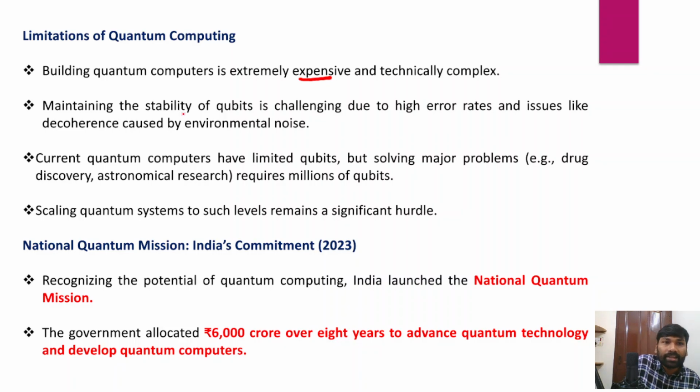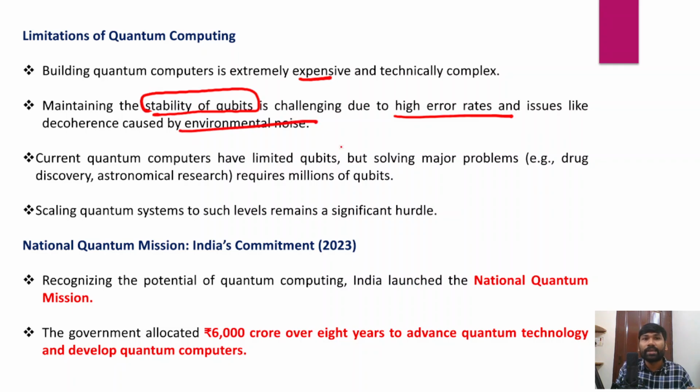And also, maintaining the stability of qubits is very challenging, because these qubits very often have higher error rates, like decoherence, which is caused by environmental noise as well. Another limitation of quantum computing is that current quantum computers have limited qubits, but solving major problems such as drug discovery, drug designing, and astronomical research requires millions of qubits. And scaling quantum systems to such levels also remains a significant hurdle.